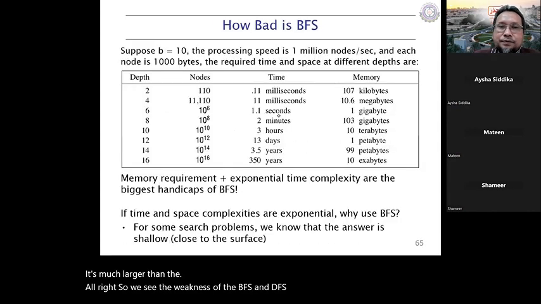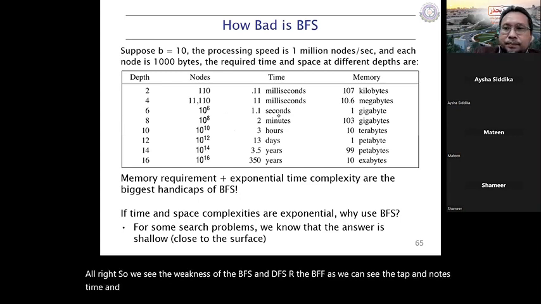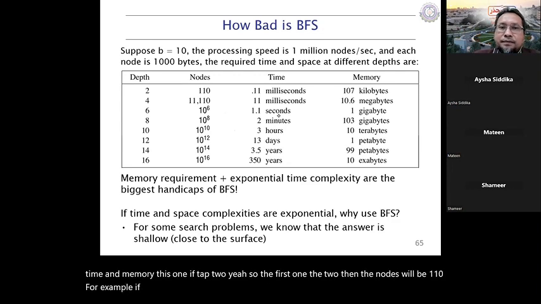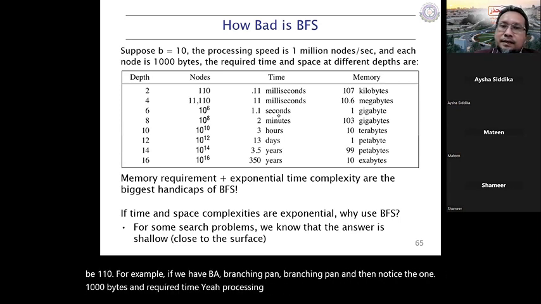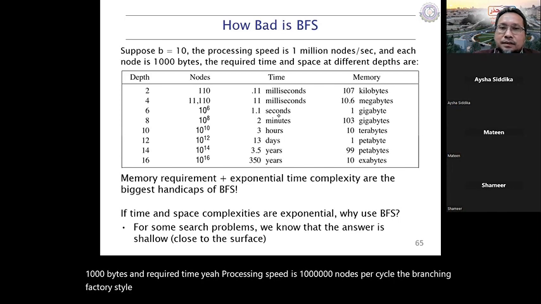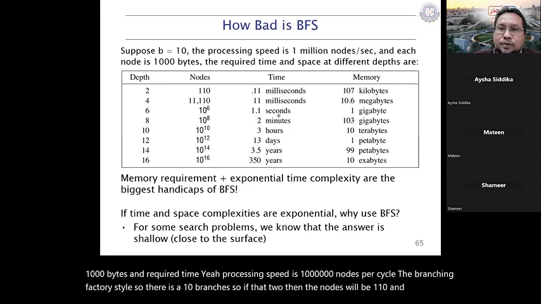For BFS, we can see depth, nodes, time and memory. If depth is 2, then the nodes will be 110. For example, with branching factor 10, each node 1000 bytes, and a processing speed of 1 million nodes per second, there are 10 branches per node. So at depth 2, the nodes will be 110 and the time will be 0.11 milliseconds.